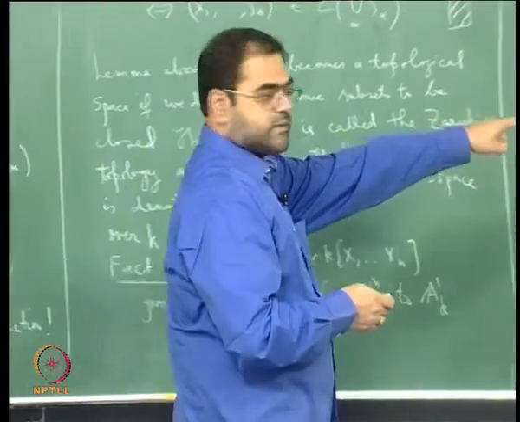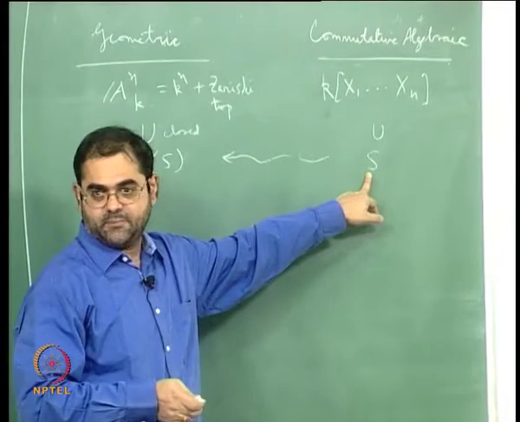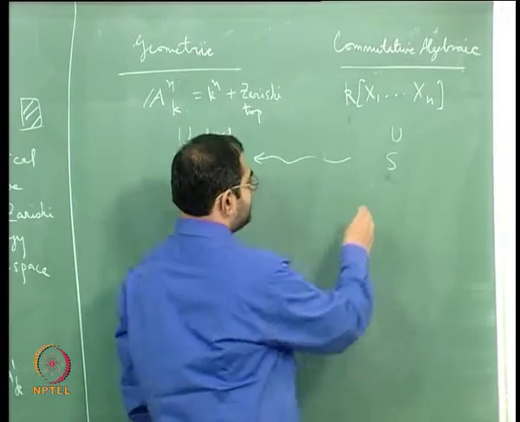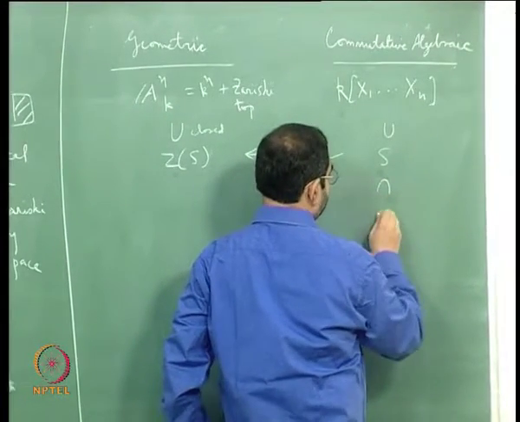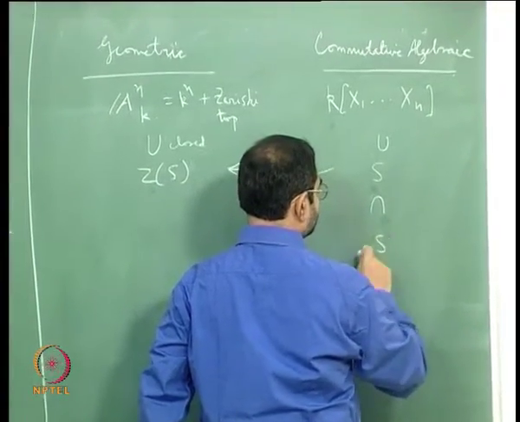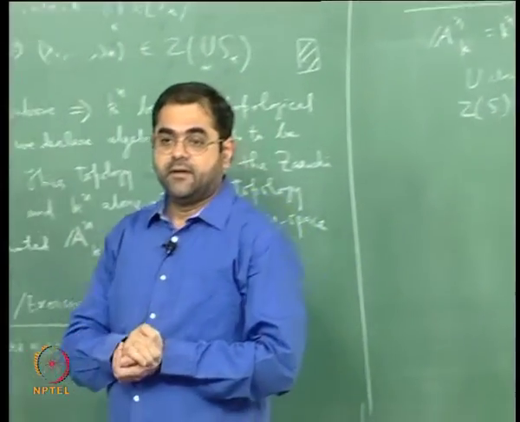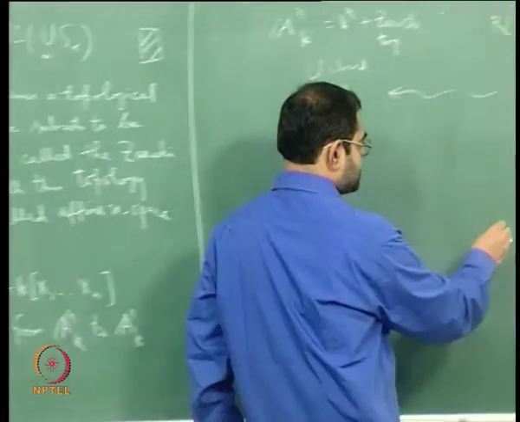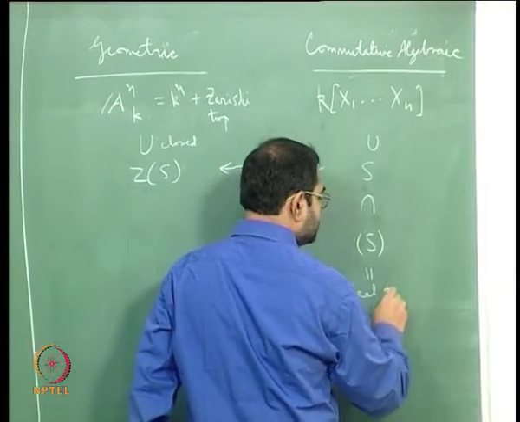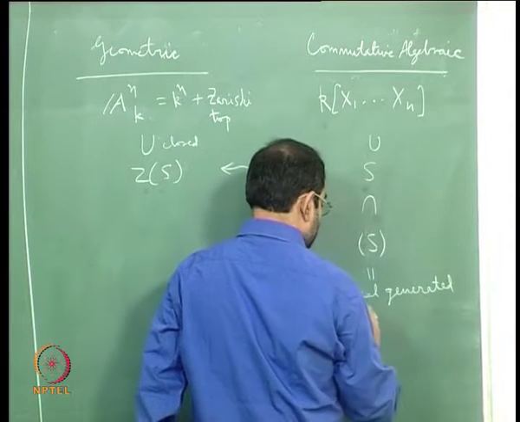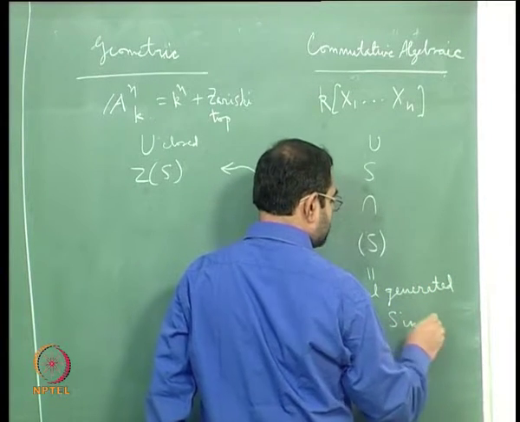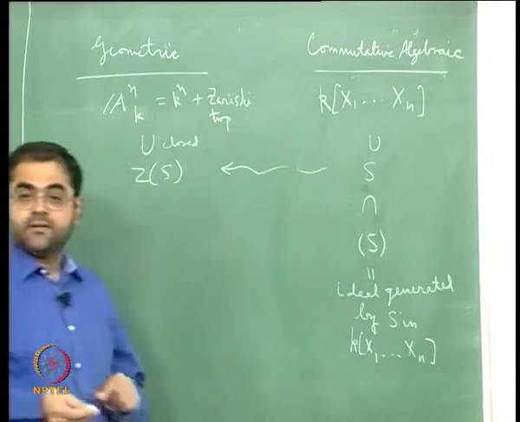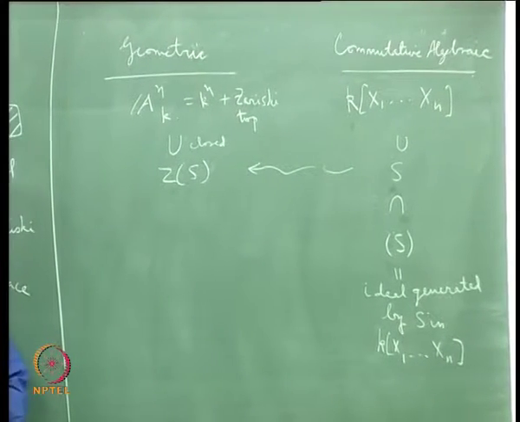So what you can do is you can think of replacing this set S by the ideal that is generated by S. Let me use the following notation. I will put S with a round bracket, and S with a round bracket means the ideal generated by S, in this polynomial ring. Now what is this ideal generated by a subset in the polynomial ring?